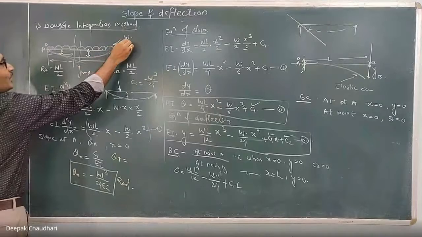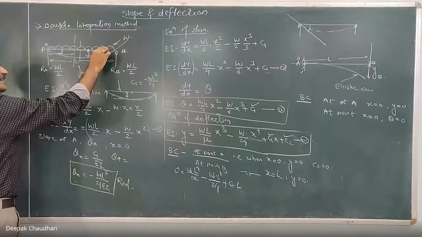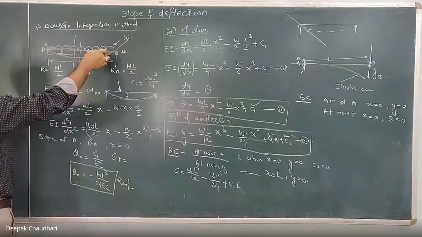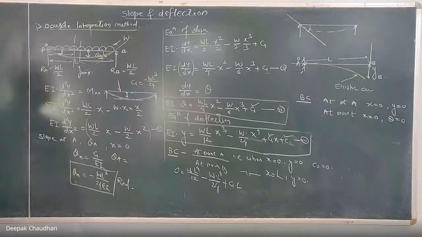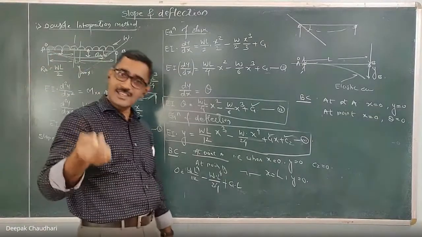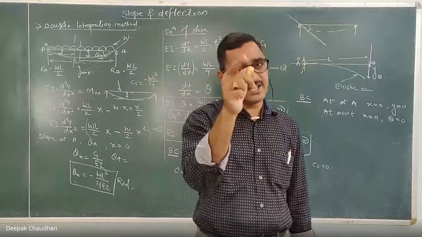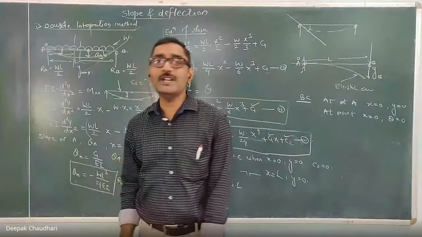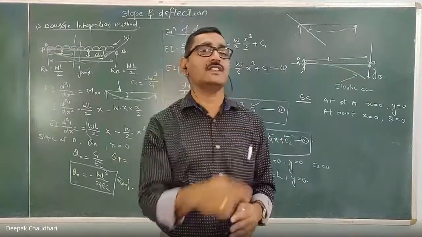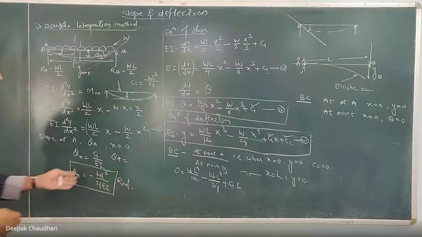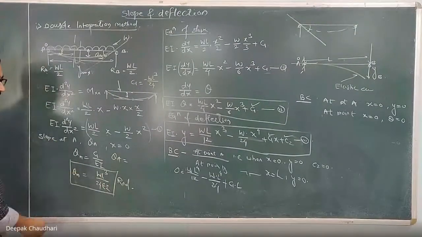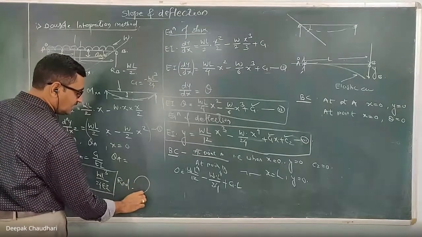Here at point B, if I draw the tangent to this deflected curve, the angle is in the anti-clockwise direction. So the value here will be positive. That positive sign indicates that the rotation is in the anti-clockwise direction. If the answer is negative, the negative sign indicates that the rotation of the beam at that particular point is in the clockwise direction. So negative is clockwise, positive is anti-clockwise. So you can write that the slope at point A equals minus WL cube upon 24 EI. This negative sign indicates that the rotation is in the clockwise direction.